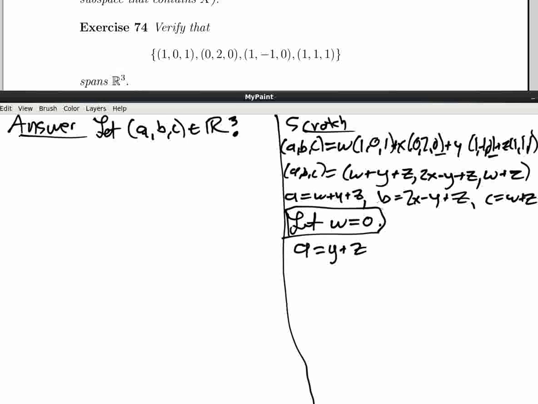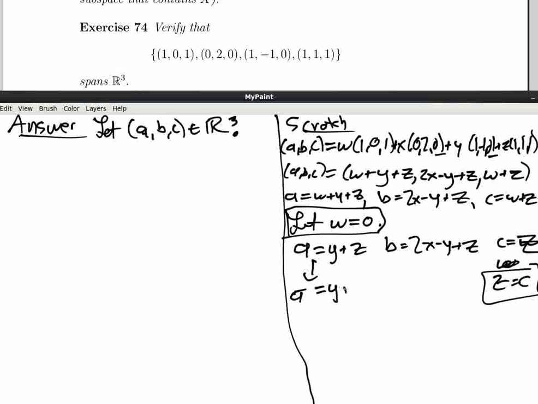When w is equal to 0, that disappears. I get b is equal to 2x minus y plus z. No help there. But here, I get that c is equal to w. c is equal to z, sorry. In other words, if w is equal to 0, I know what z is. I know it should go here. c should go in front of there, because remember, c I'm pretending is a constant. That gives me that a is equal to y plus c.